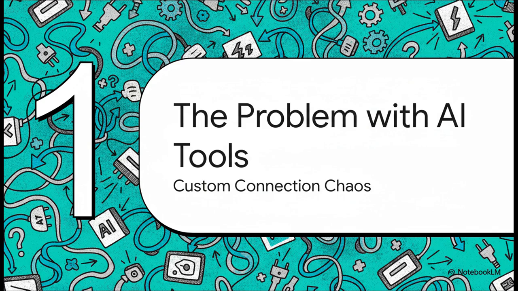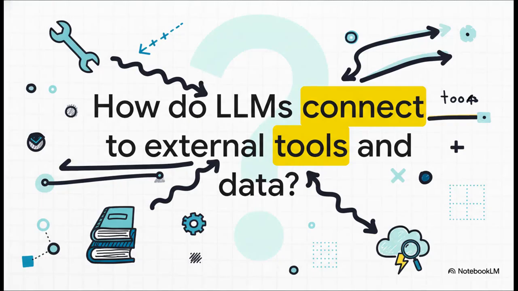To really get why a standard like MCP is such a big deal, we have to start with the problem it's solving. And that problem is the chaos that comes from all these custom connections in today's AI systems. So let's just start with the most basic question, right? You've got this amazing LLM. It's like a brain in a jar. It can reason, it can plan. But how do you get it to actually do anything? How do you connect it to the real world through tools and APIs?